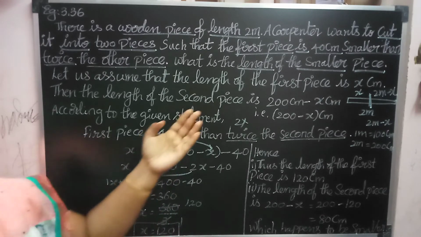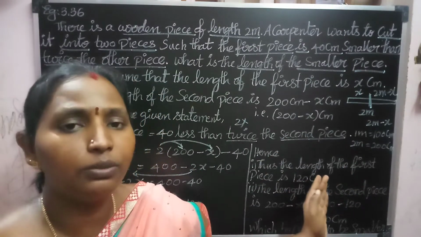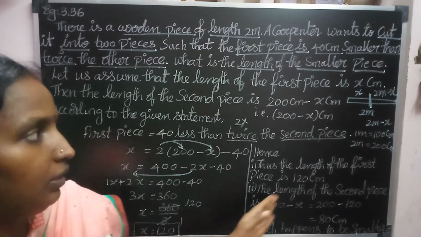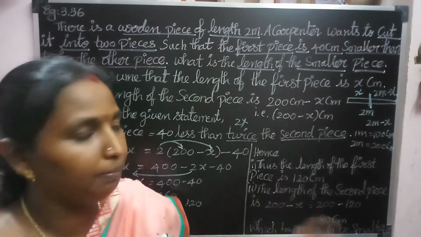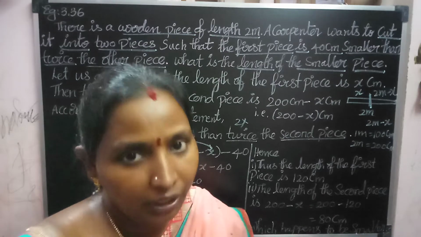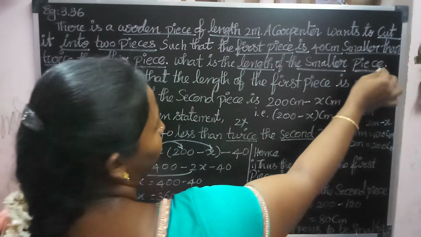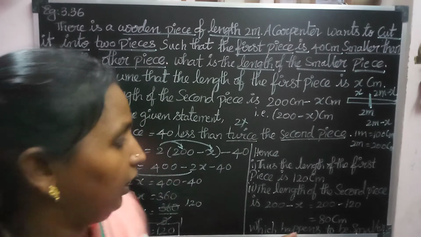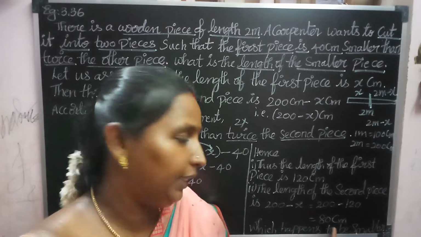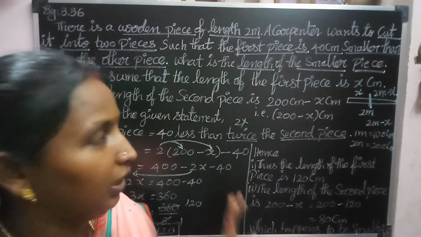What did we assume x to be? The length of the first piece. So the length of the first piece is 120 centimeter. What is the length of the second piece? 200 minus 120 gives 80 centimeter. What do they ask? The length of the smaller piece. So the smaller piece is 80 centimeter. Did you understand this sum?